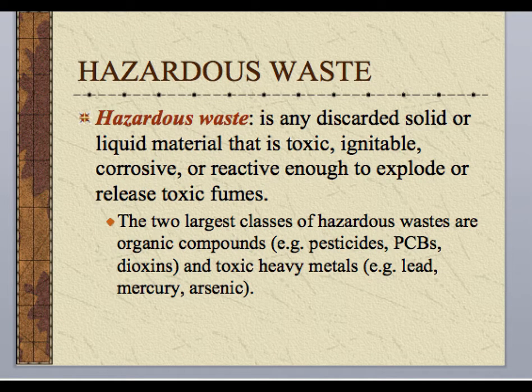The third thing that we're going to be talking about in this unit is going to be hazardous waste, and this is, again, something that you need to be familiar with for the AP exam. We're going to talk about different types of toxic materials a little bit later, more specifically, but for now you want to know about the classes of hazardous waste, such as organic compounds, such as pesticides and PCBs and dioxins, and then you have your toxic heavy metals, such as lead and mercury.